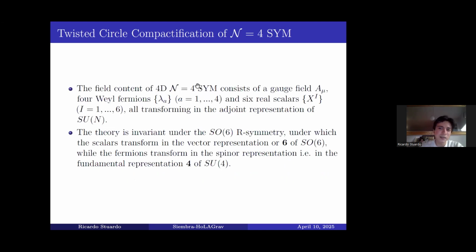I'm not going to show the Lagrangian, but I'm going to tell you what it has. It has a gauge field, 4 fermions, and 6 real scalars. And we're going to take all of them to be in the adjoint of the gauge group, which is SU(N). This theory, again, has an R-symmetry, which in this case is SO(6). The scalars are 6 of them, so they transform in the 6 representation, which is the vector representation of SO(6). And the fermions transform as spinors of SO(6), which is the same thing as the fundamental of SU(4), because SU(4) and SO(6) are basically the same thing. But we are going to work with SO(6) the entire time.